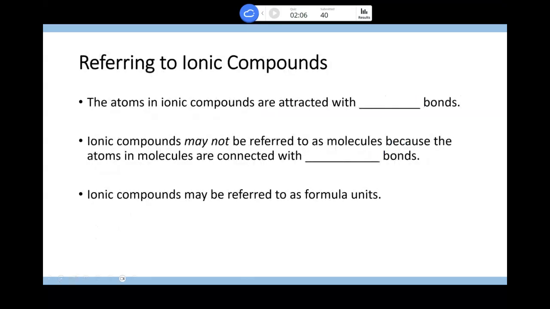So in ionic compounds, these atoms are attracted to each other with ionic bonds. And ionic compounds may not be referred to as molecules, because the atoms in molecules are connected with covalent bonds. Covalent bonds are different than ionic bonds, and we'll talk about the difference in the future. And we can refer to ionic compounds as formula units. We talked about that at the beginning of this chapter.